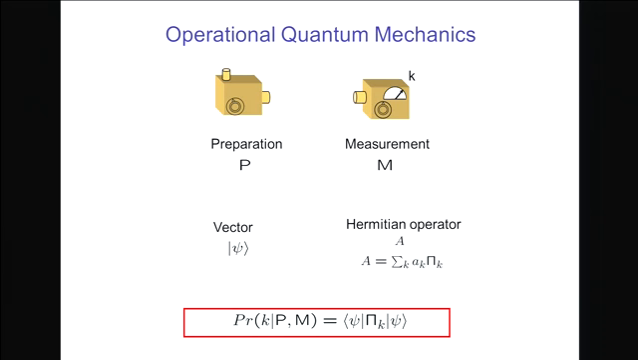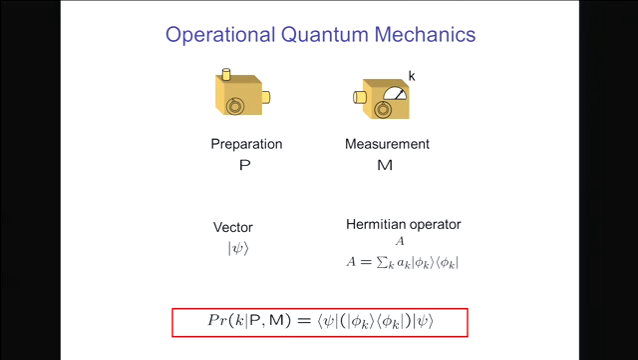Okay, so that's a very minimalist approach to interpreting quantum theory that the operationalists would use. Now I want to make a few comments about Hermitian operators. I'm not sure how many of you... sorry, question first?